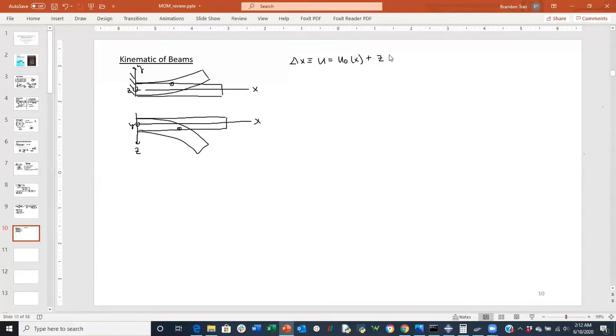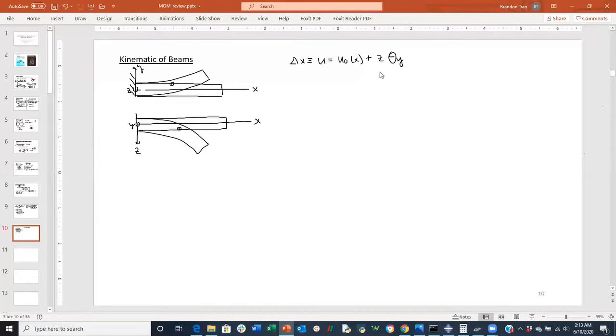plus z times the rotation about y. Okay, so let me explain what this essentially is. This essentially describes what happens when you rotate the beam. So this is rotation about y. We have to look at this system right here. When you see the beam deflect this way, if you analyze a point right here from the original undeformed configuration to the deformed configuration, you can see that it sort of moves backwards. So that's sort of the logic behind this equation right here.